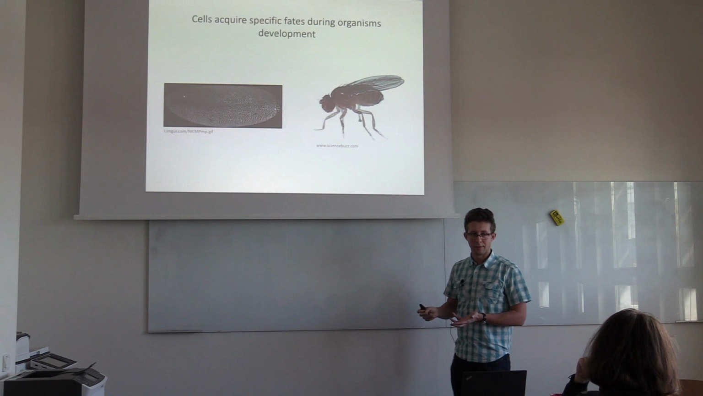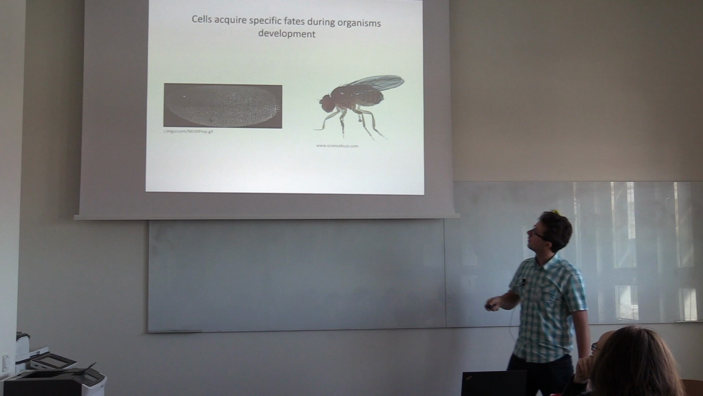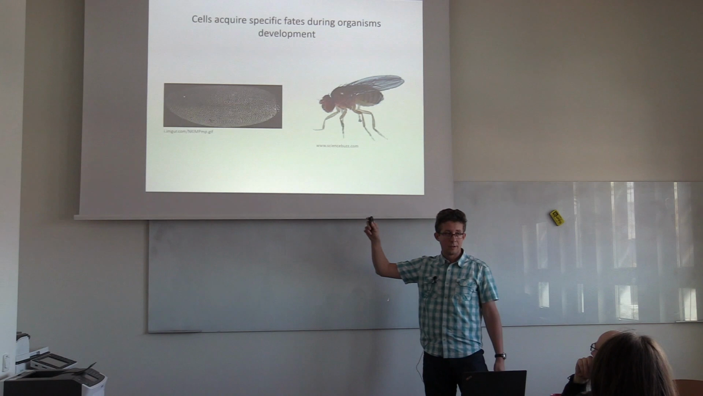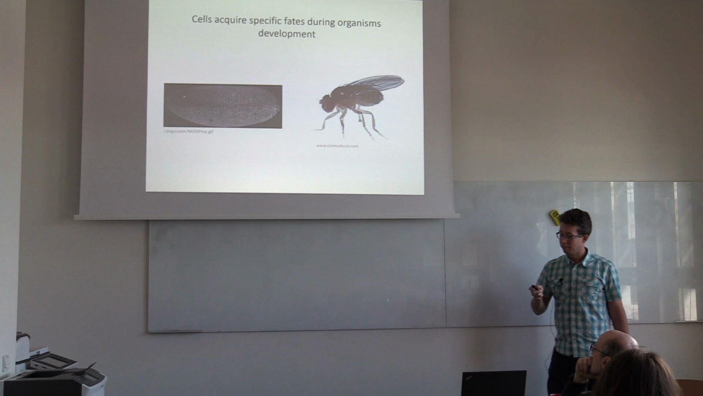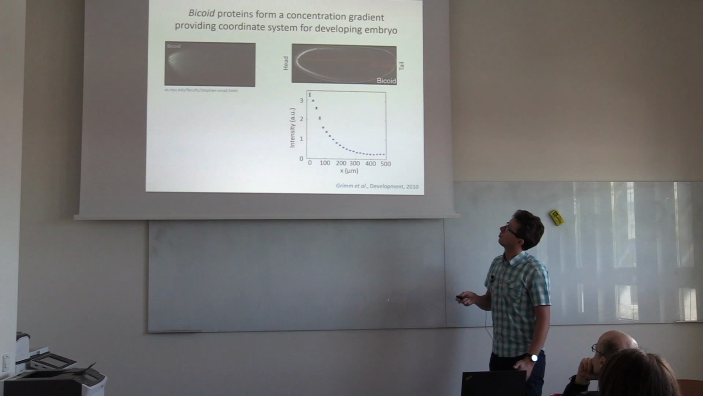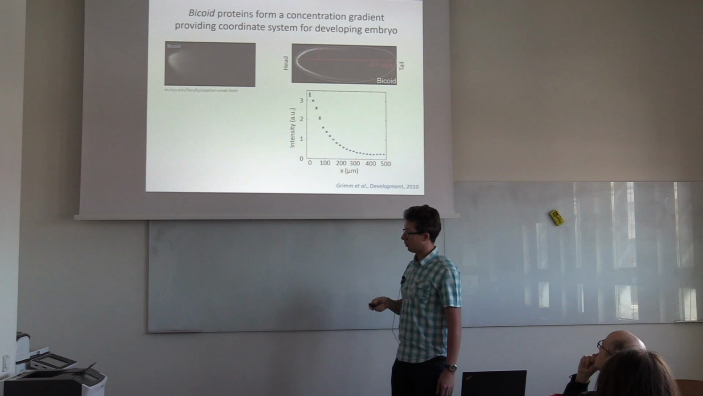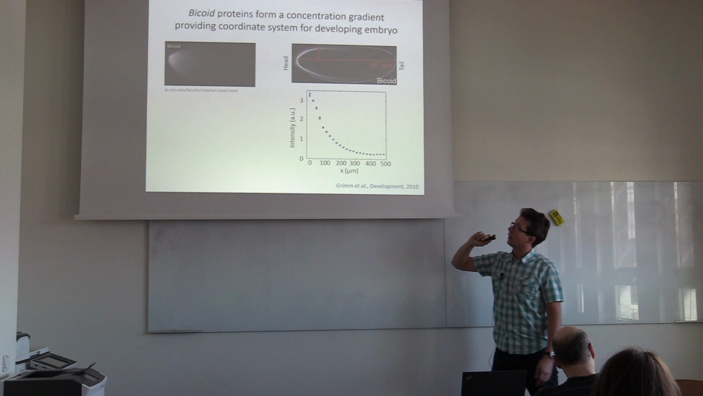Okay, this raises a question: how do cells on one side of the embryo know that they are going to be a future head, and on the other side, that they are going to be the future tail of the fruit fly? And the answer to this question is that this positional information is provided by the bicoid protein, that this bicoid protein was deposited on one end of the embryo by the mother long before it was fertilized.